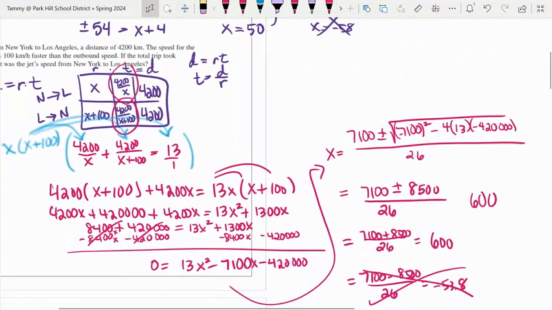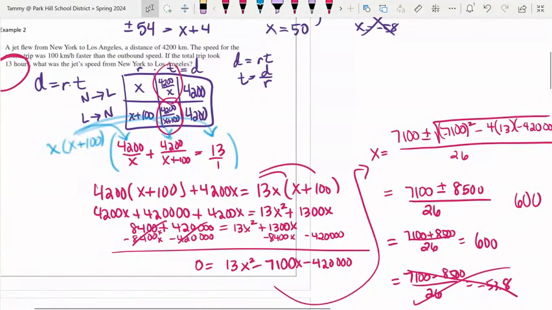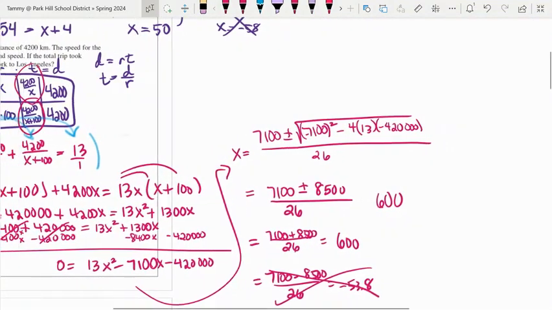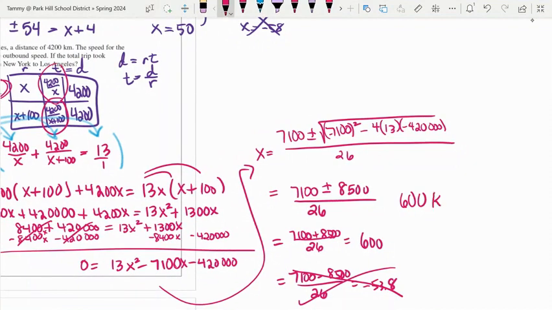And that is, what was the jet speed from New York to Los Angeles? So New York to Los Angeles is the first one. And that is my x, so it would be 600 kilometers per hour. That's your answer.